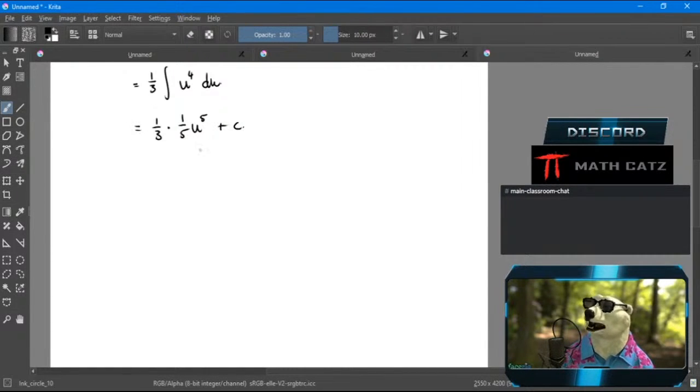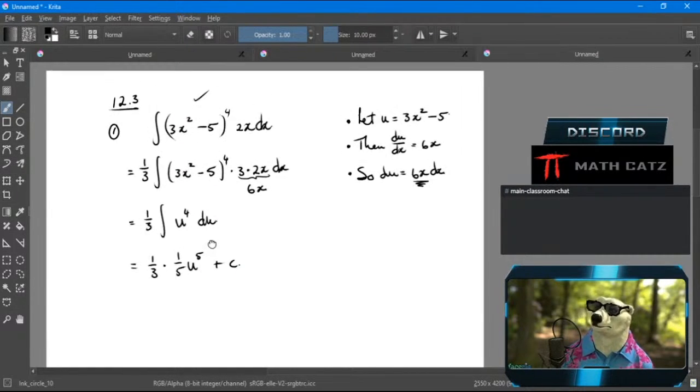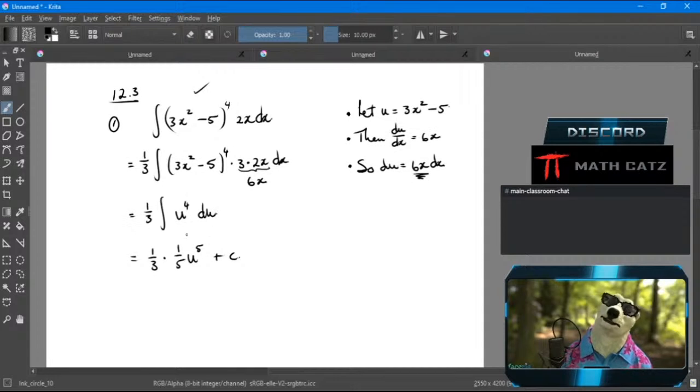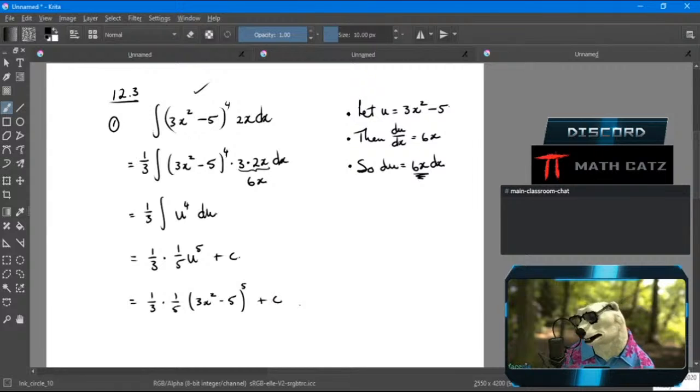After I've done that, then I look back to see, oh, I need to go back to x. Now it's just a formality. I almost make a point to not simplify or do anything. All I do is swap back for u what it represents in terms of x, and I do nothing else.